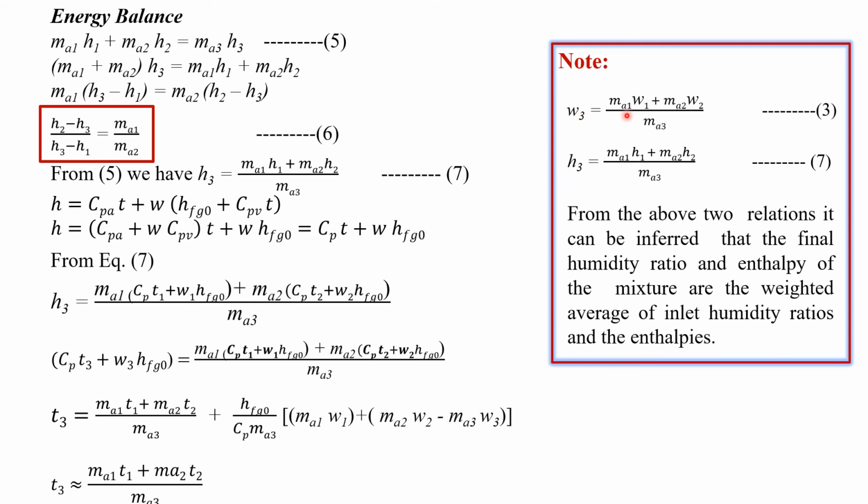So omega 3 is given as (Ma1 into omega 1 plus Ma2 into omega 2) divided by Ma3. Likewise, we have a similar expression for the enthalpy of the mixture also, h3 equal to (Ma1 into h1 plus Ma2 into h2) divided by Ma3. So from these two relations, it is concluded that the final humidity ratio and enthalpy of the mixture are the weighted average of the inlet humidity.